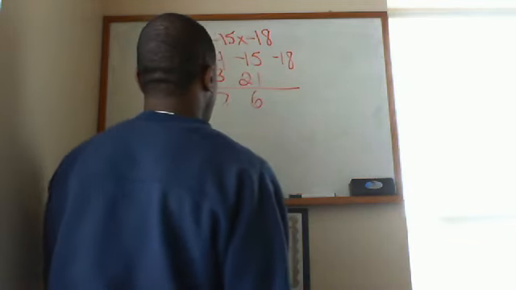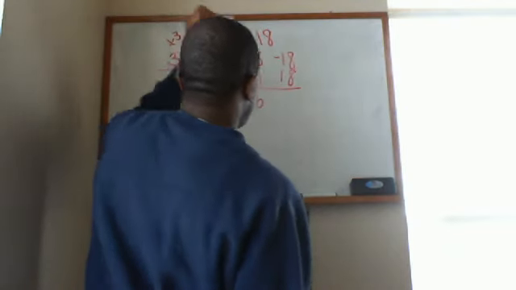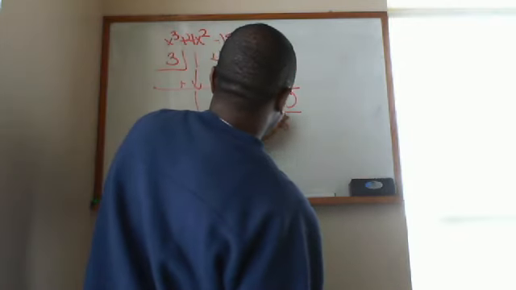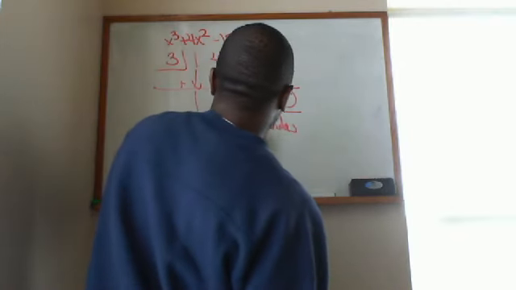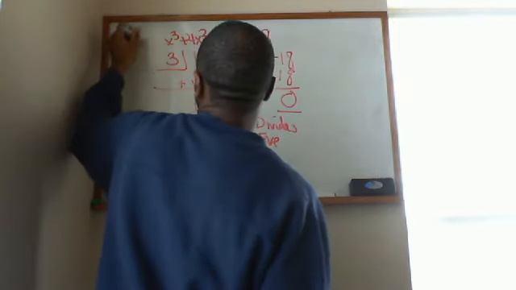And then you multiply that by 3, and that cancels out. 0 divides evenly. I just proved to you that x minus 3 is a factor.